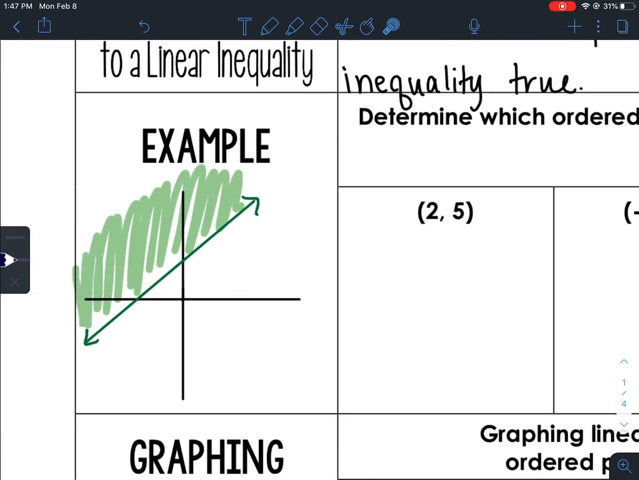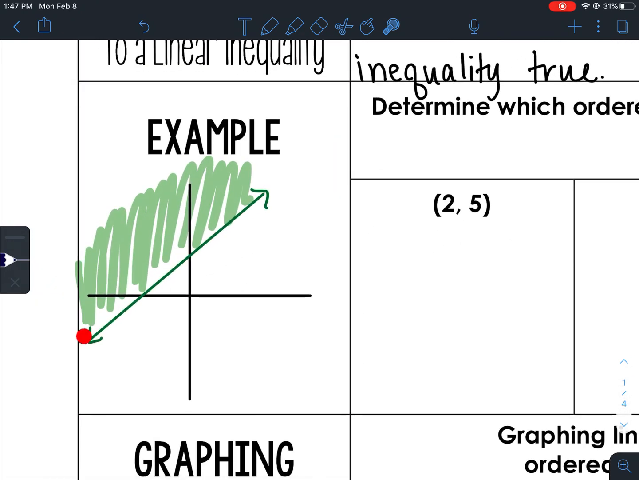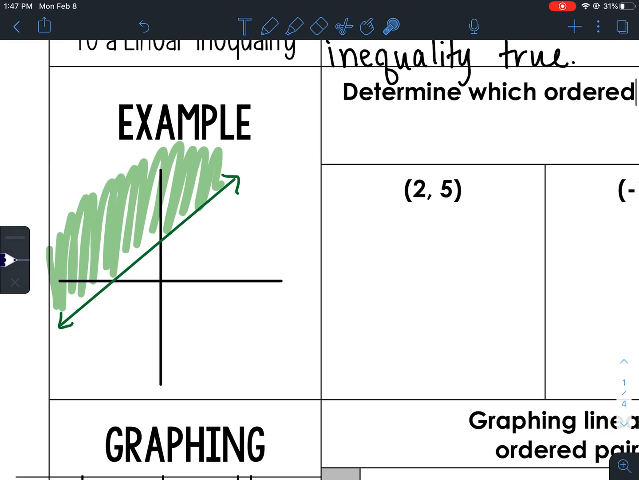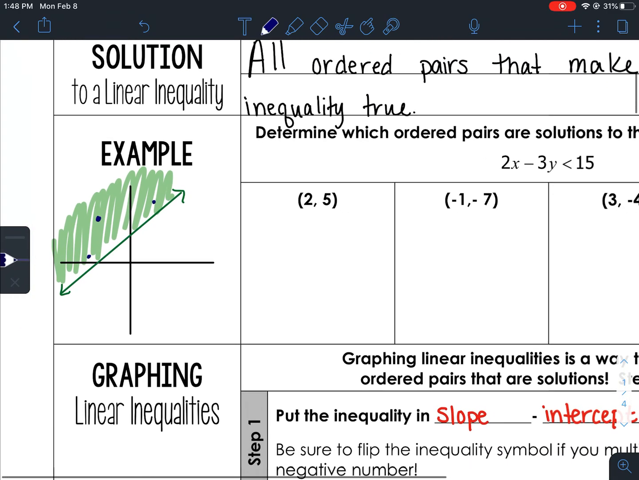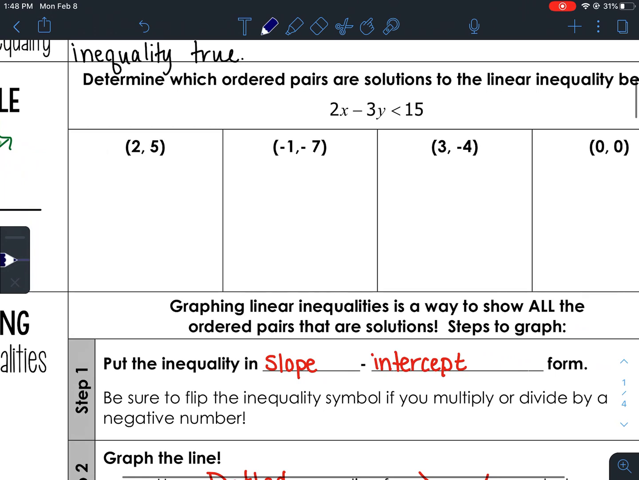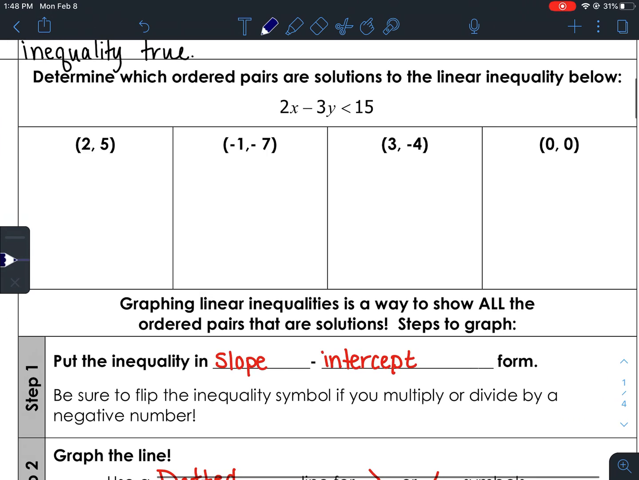So what does that exactly mean? Like before, how we had graphed a line on a graph, this time we are going to shade part of that graph. Any point that is within that shaded region is a solution. So one way that we can do that, if we're given an equation here, is we can plug that point in and see if it is true.